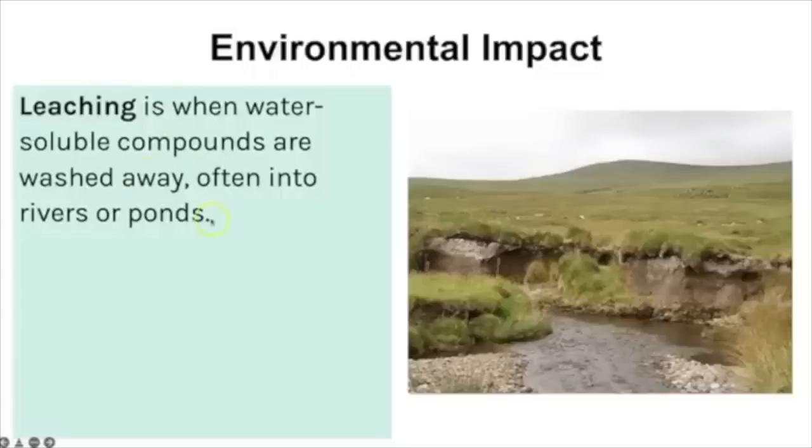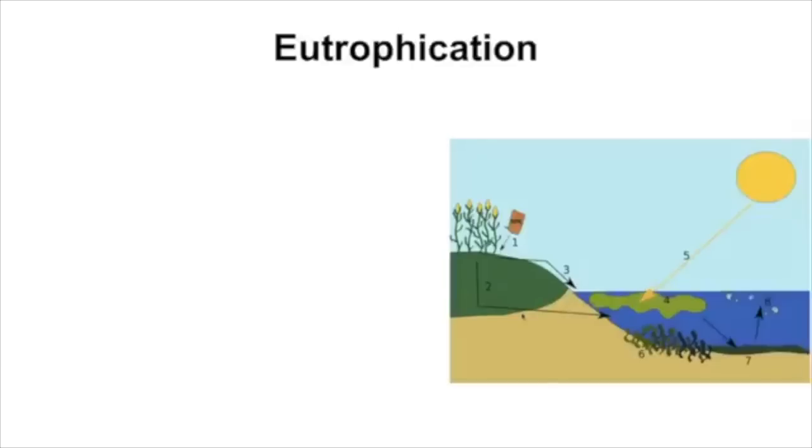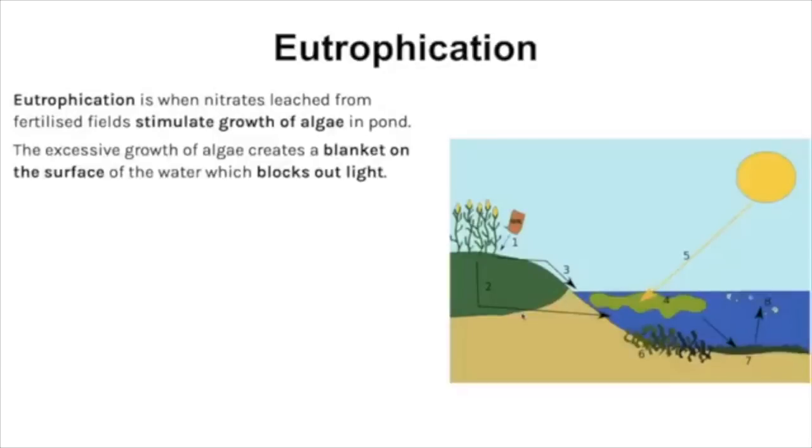So those soluble chemicals such as nitrate and phosphorus dissolve in the water and then they leach, which means they run off from the rainwater into nearby water sources such as rivers or ponds. If that nitrogen fertiliser leaches into waterways, it causes eutrophication. And eutrophication is when nitrates are going to stimulate the growth of algae in a pond or a river. It's more likely to happen in a pond though, because in a river the movement of the water can prevent the algae from growing or staying in one place.